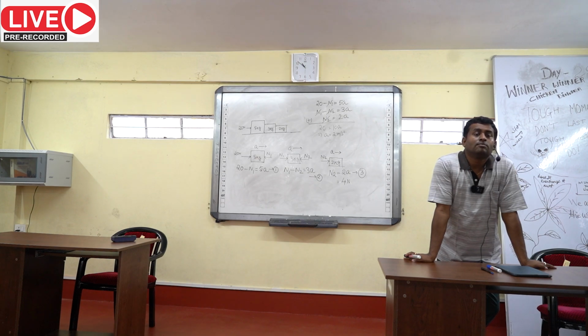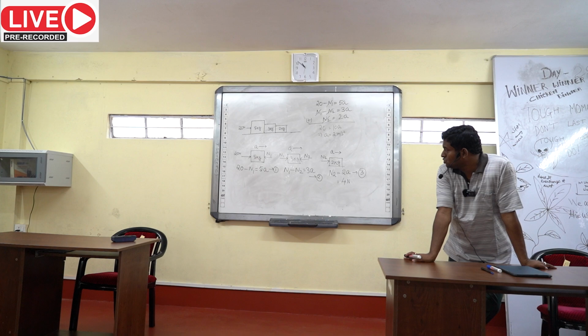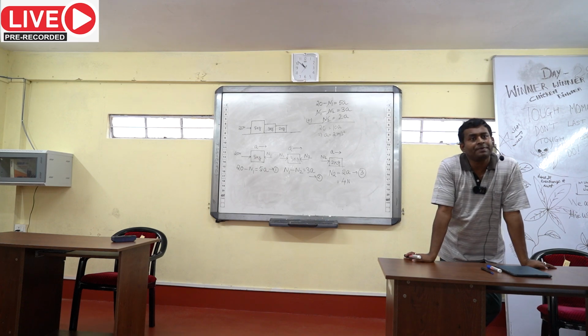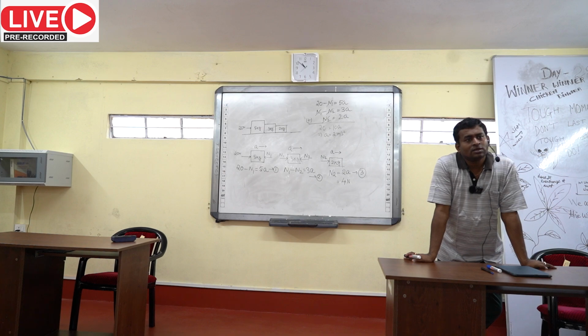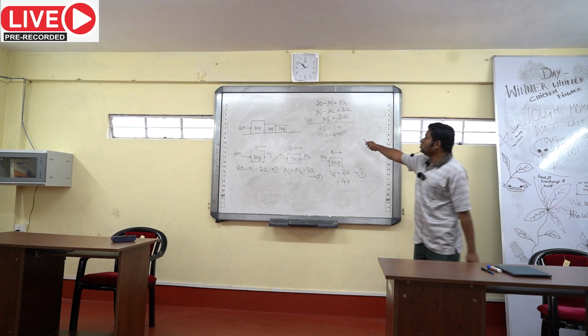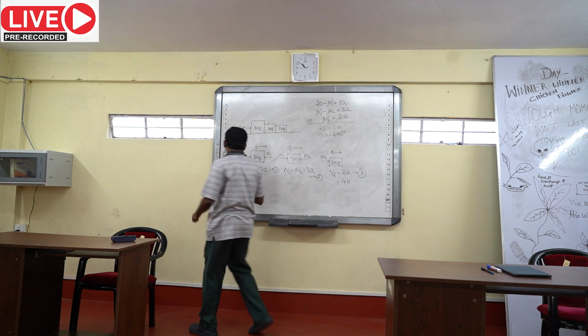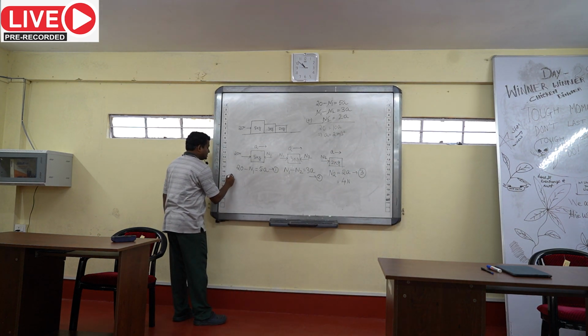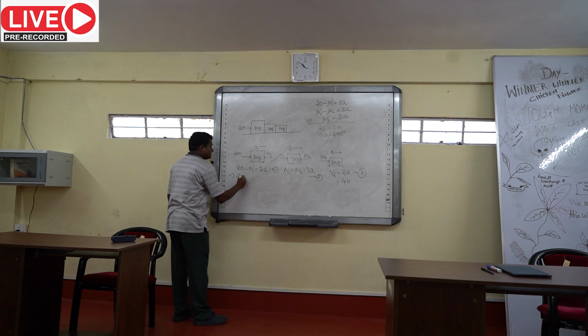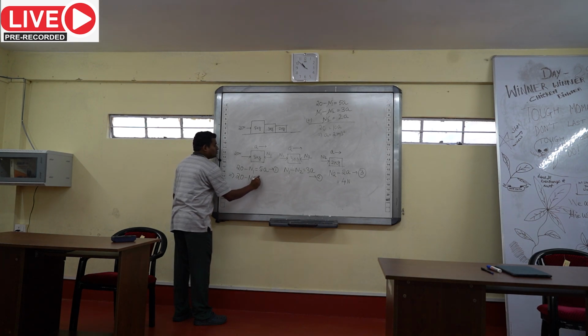Then put the value of a in the first equation. You can find n1. Value of a is 2. Just put it in the first equation. You will get 20 minus n1 equal to 5 into 2, that is 10. So n1 will be 10 Newton.